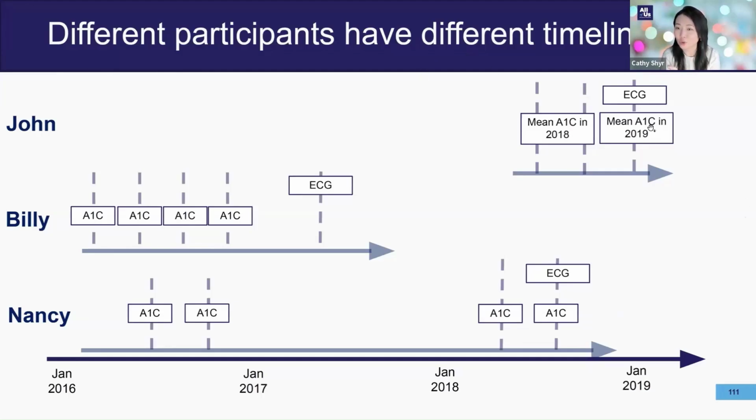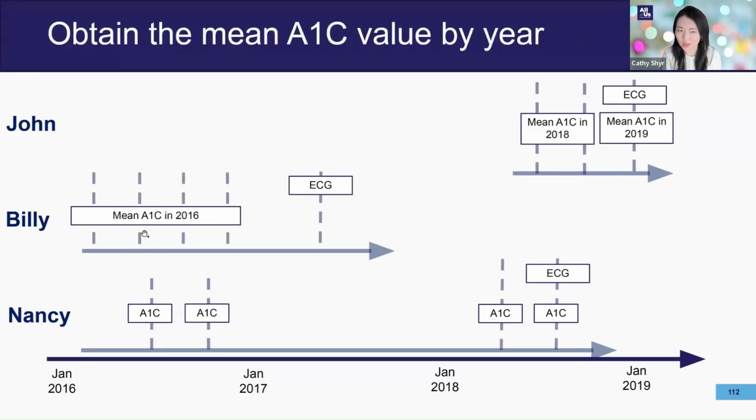So we know that John has 2, right? 1 in 2018, 1 in 2019. How many average A1C values does Billy have? 4. Yeah, well, since we're interested in the yearly, the answer is actually 1 because he had his measurements all within the same year. And we're looking at the A1C values averaged across years. Does that make sense? So for Billy, he only has 1 mean A1C value in 2016.